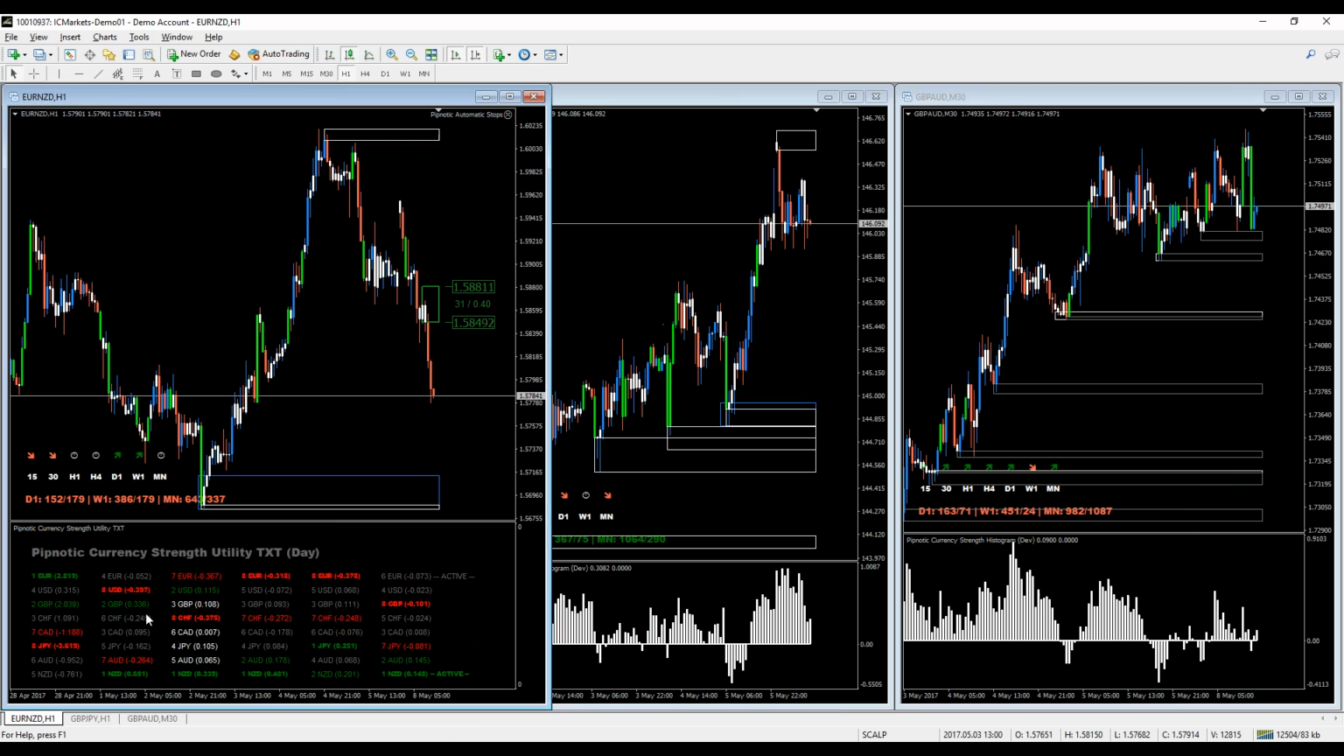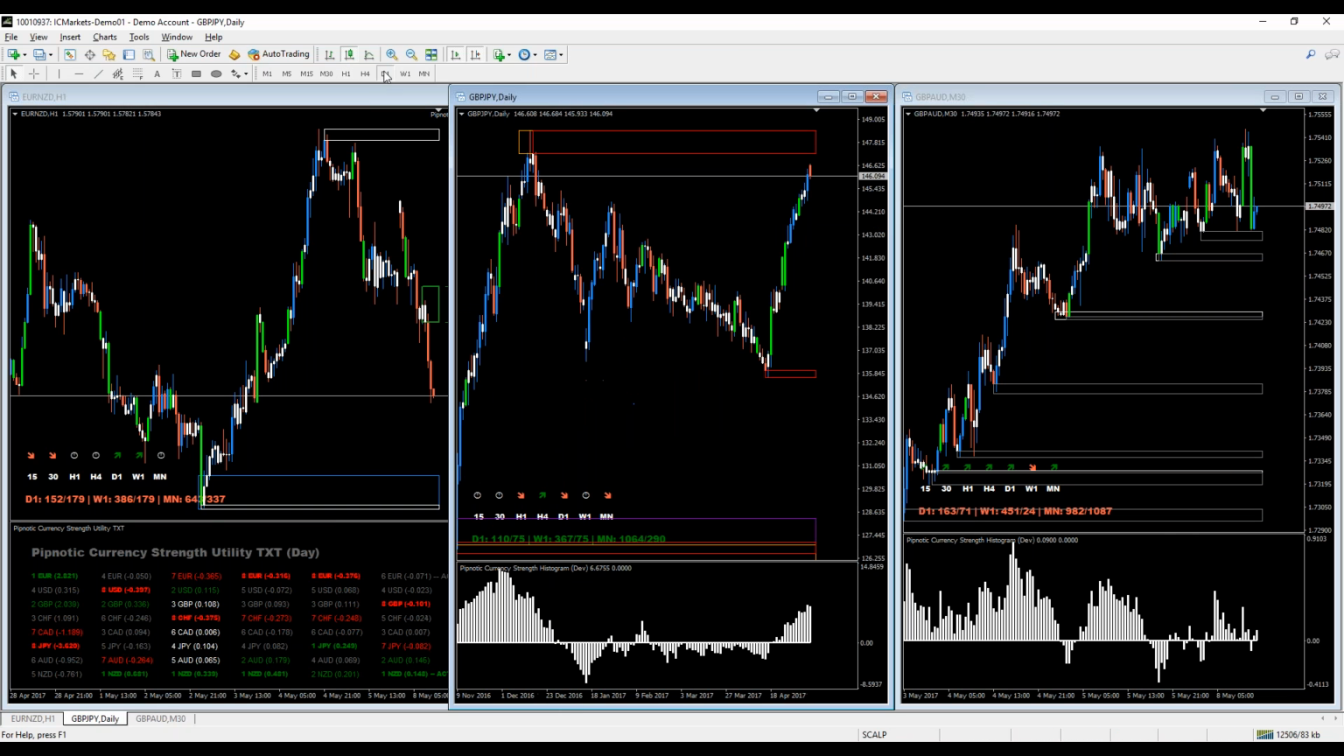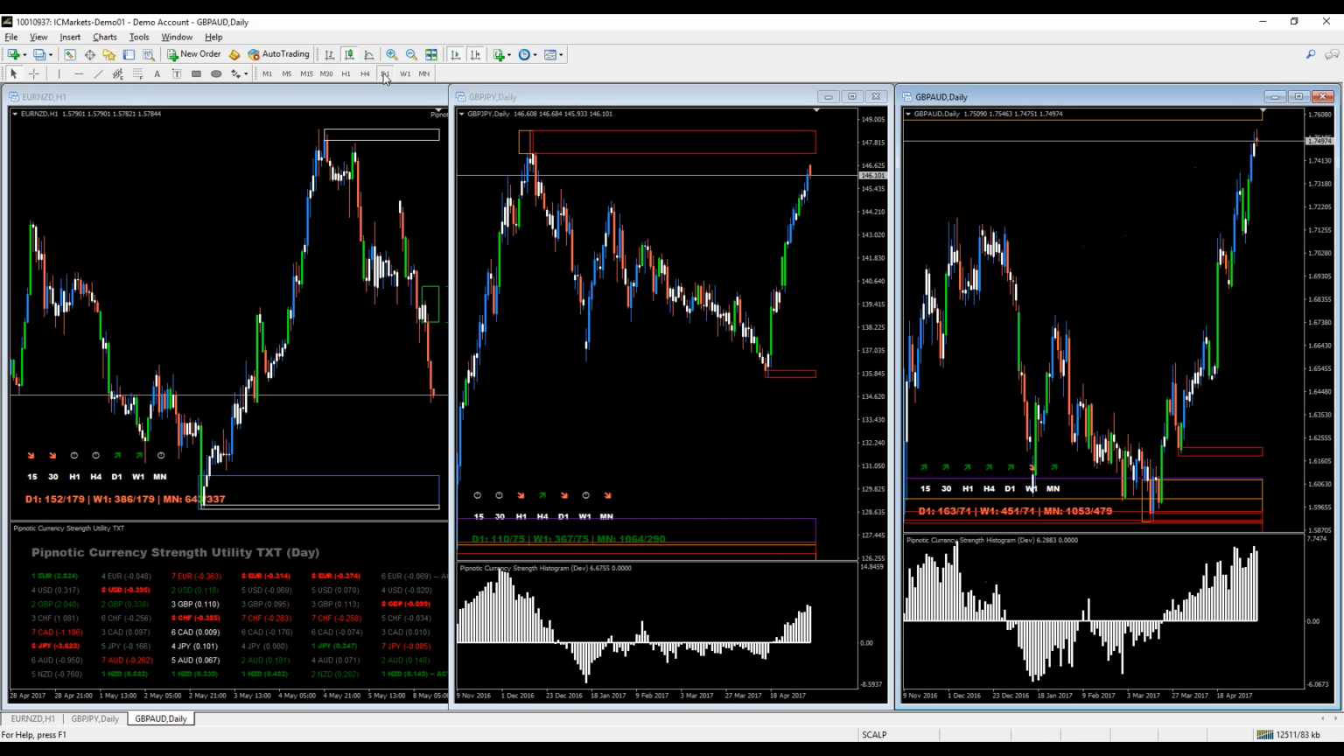Okay, so this is on a daily chart and the 4-hour chart. So let's go to the daily chart. You can see this pair is really roaring on the daily chart over here. You can see the same thing going on here. So we have some really clear information being given to us.